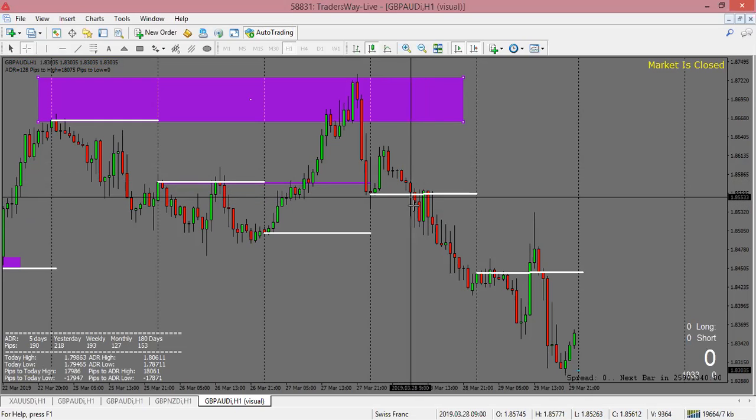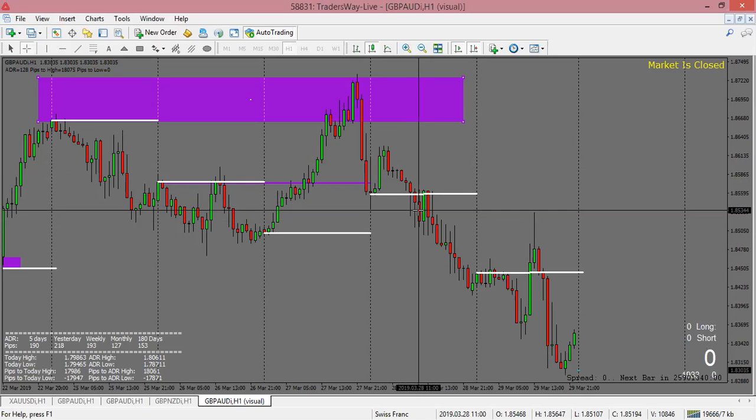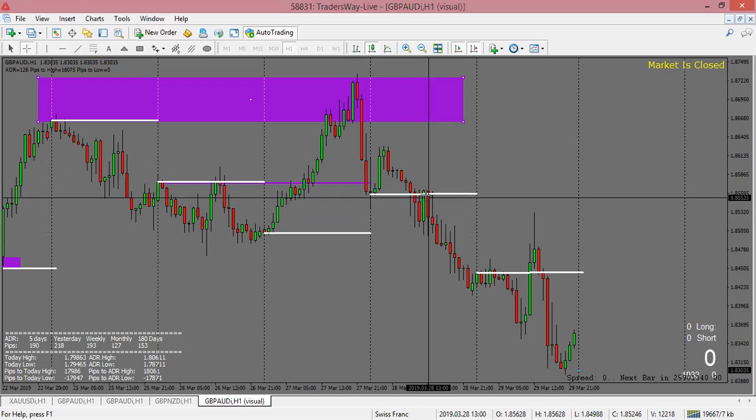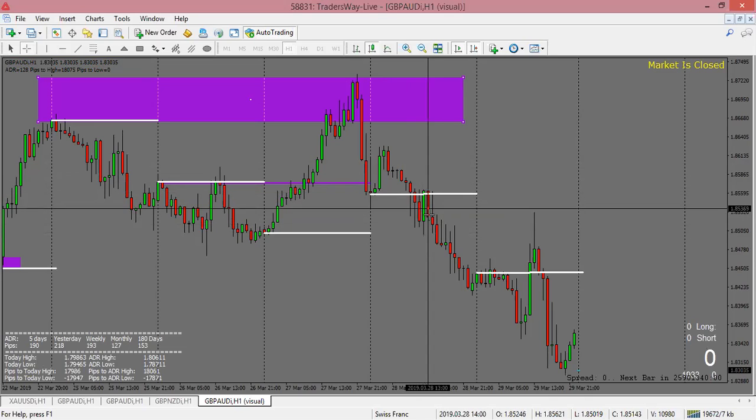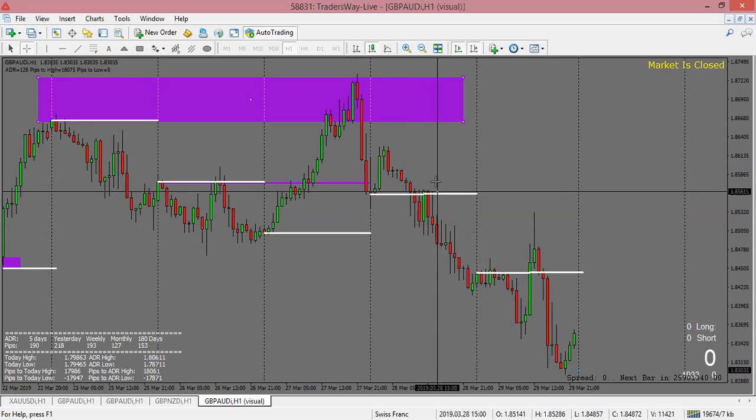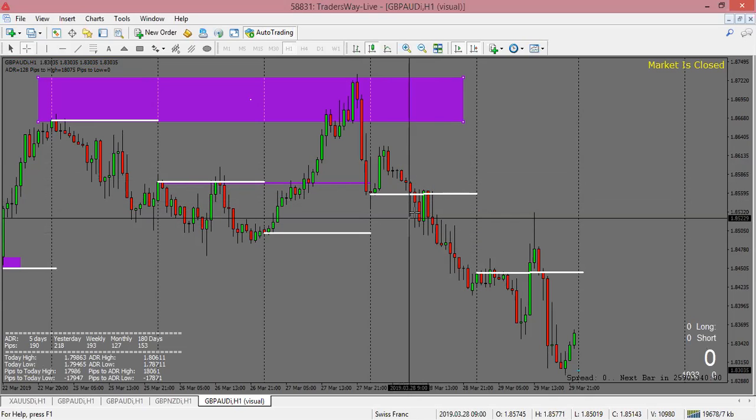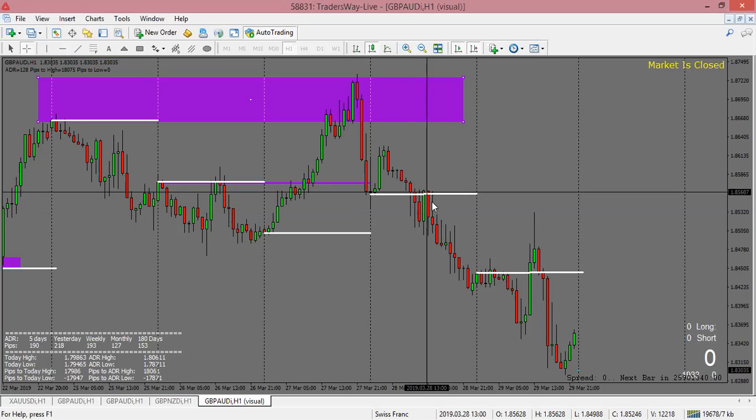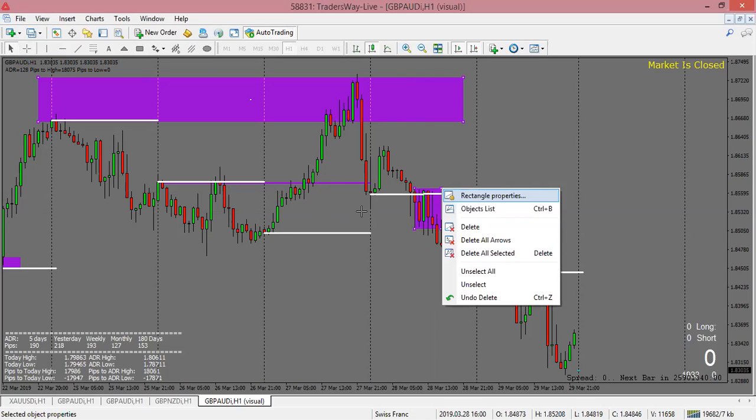I got a break of support, which is my entry trigger line. I got a pullback to test it and try to break it through, and it failed to break through, giving me a bearish engulfing. Then the next candle came up trying to close above it, but it wicked. I got buyer's exhaustion. So all this area right here is my entry opportunity.